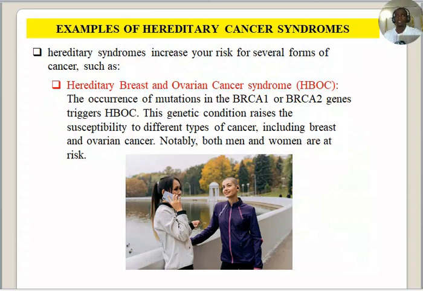Some examples of hereditary cancer syndromes include, first, HBOC, that is hereditary breast and ovarian cancer syndrome. The occurrence of mutations in the BRCA1 and BRCA2 genes triggers HBOC. This genetic condition raises the susceptibility to different types of cancers, including breast and ovarian cancer. Notably, both men and women are at risk. So it does not only include women, but also men.